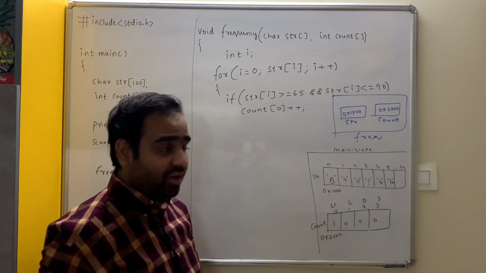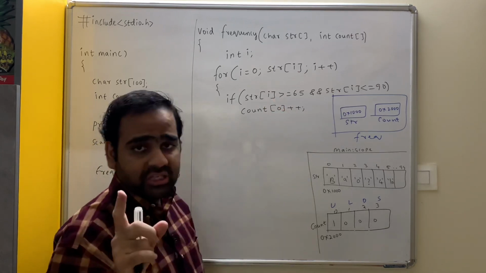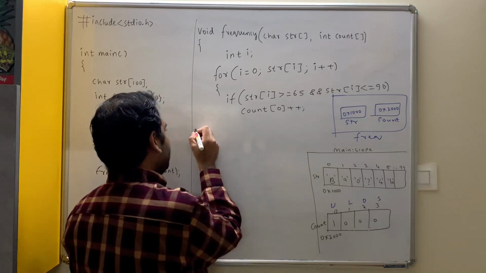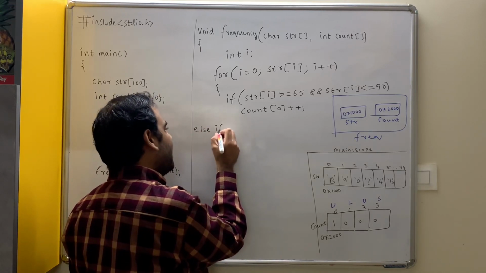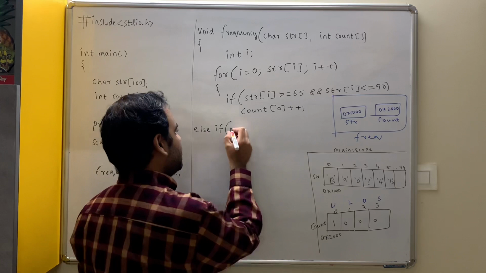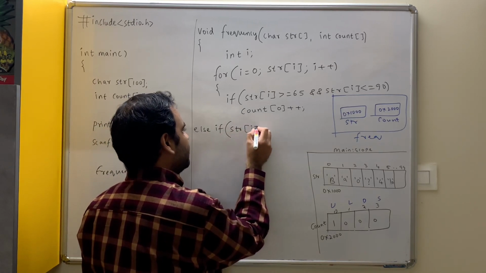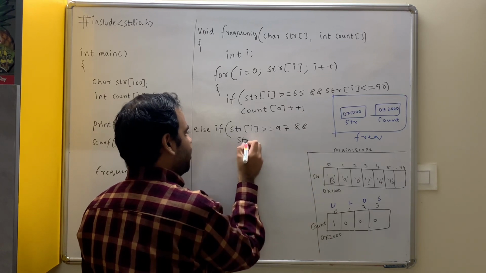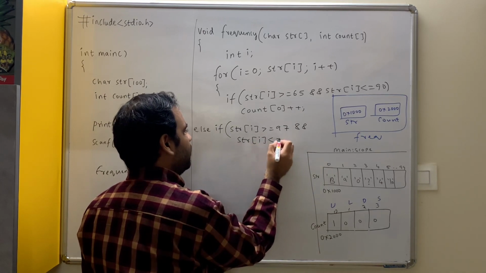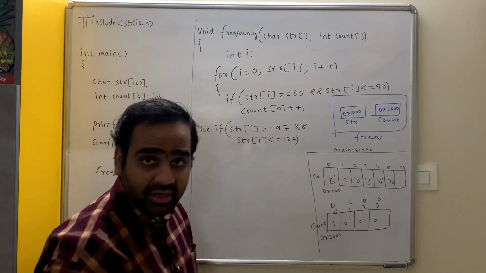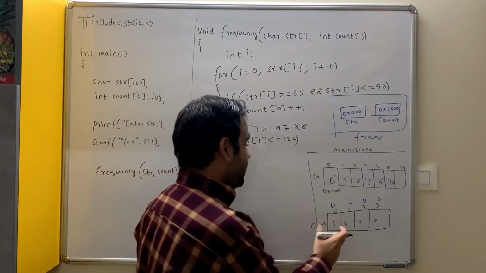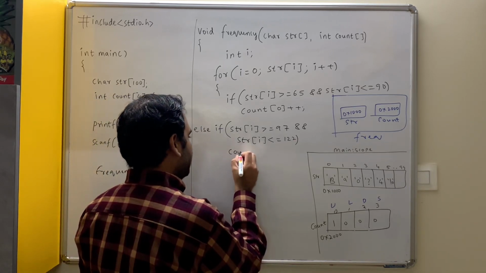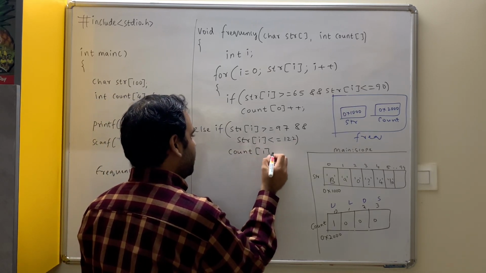A is 97. 97 greater than or equal to 65 is true, 97 less than or equal to 90 is false. That means it is not uppercase, maybe lowercase. Therefore check str of I is greater than or equal to 97 and str of I is less than or equal to 122. That means it is lowercase, and if it is lowercase, we know that index 1 for us represents the lowercase. Hence I say count of 1 plus plus.